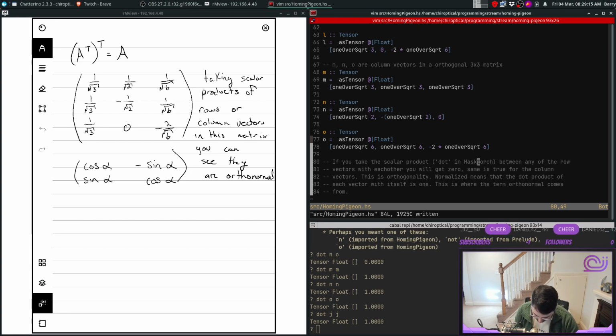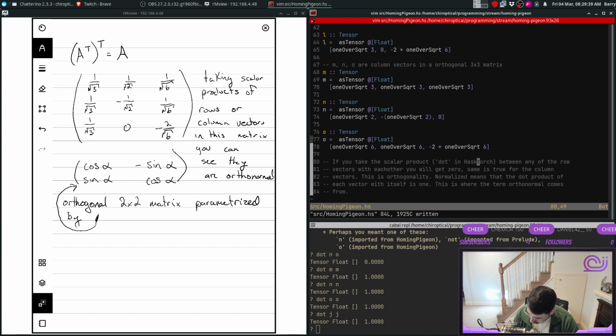Okay, so an orthogonal 2x2 matrix is parameterized via this thing here. The column vectors are normalized because cosine squared alpha plus sine squared alpha equals 1. Later, we see that these matrices describe rotations of a 2D vector by an angle alpha.